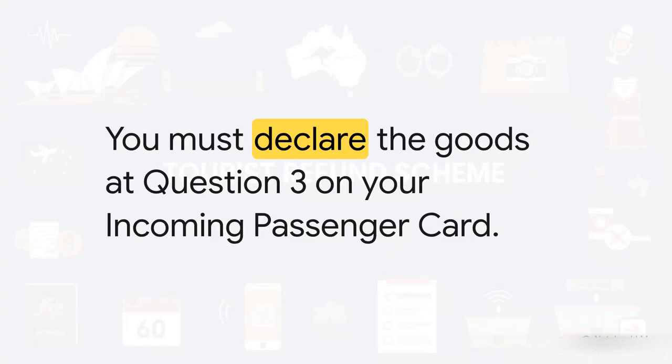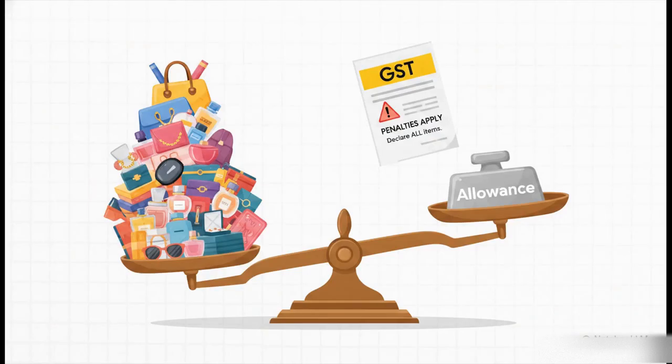Basically, if you or even someone else brings goods back into the country that someone already claimed a TRS refund on, you absolutely have to declare them. When you're sitting on the plane filling out that little incoming passenger card, you must tick yes and declare those goods at question 3. And here is exactly why that matters. If the total value of those returning TRS goods, when combined with any other overseas or duty-free purchases you made, ends up exceeding your passenger concession allowance, you might actually have to pay back the GST or duty.